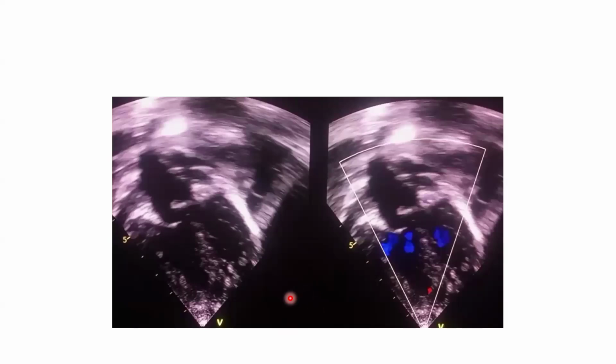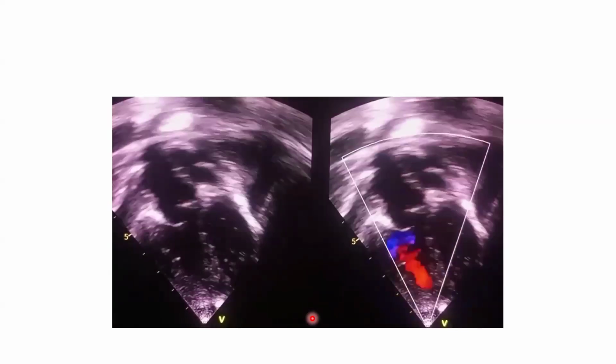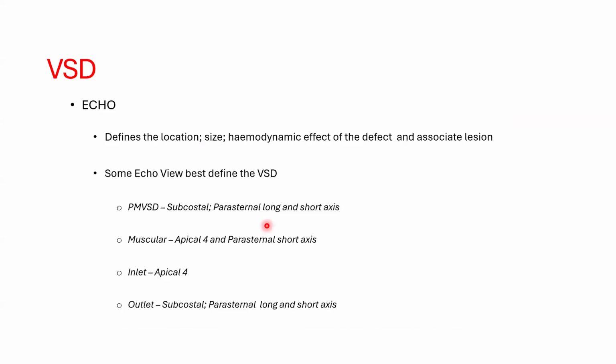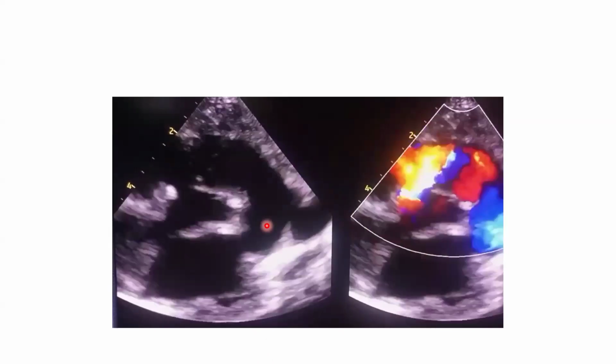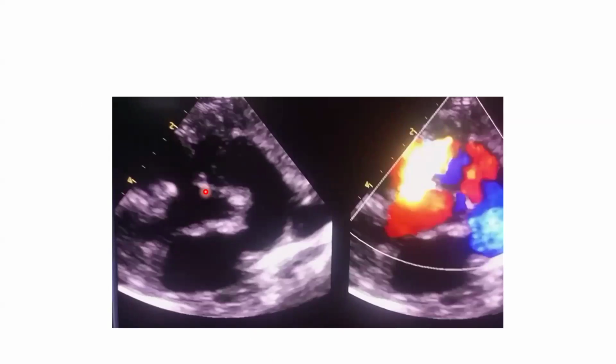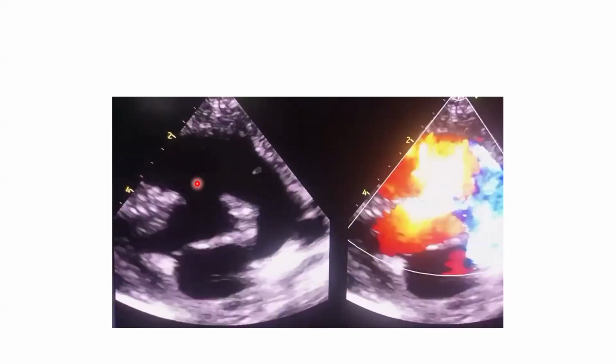So let's see if this video will play here. Okay, so this will be a typical PM VSD here. Okay, but then it has a bit of an outlet component as well. Then we can see in the parasternal short axis where we see a defect here that spans from about 9 o'clock to about 11 o'clock. So this is typically like a PMVSD with some outlet extension as well.